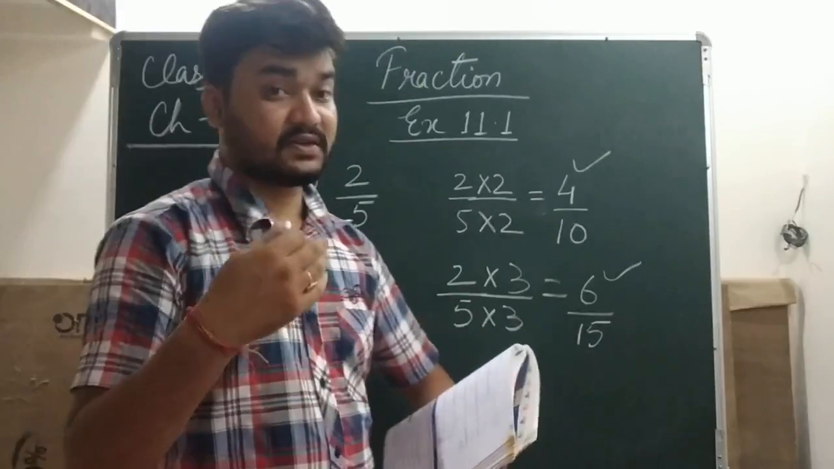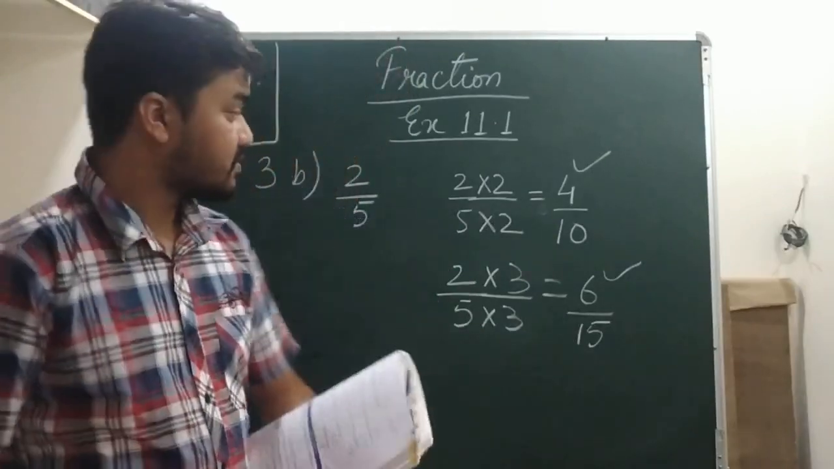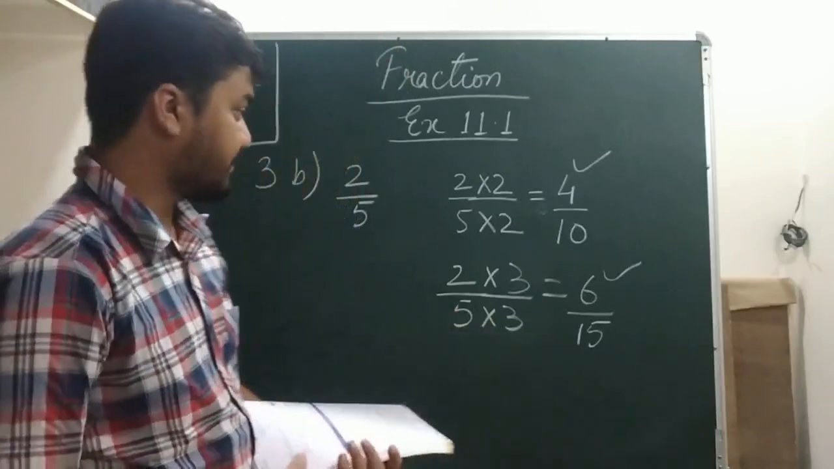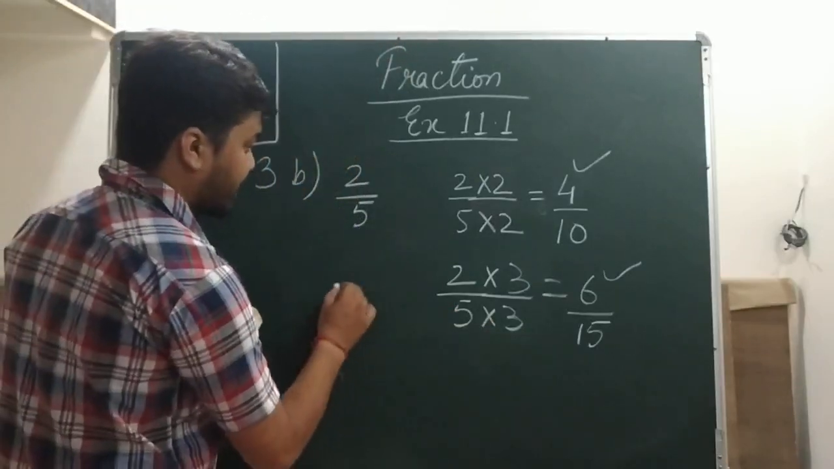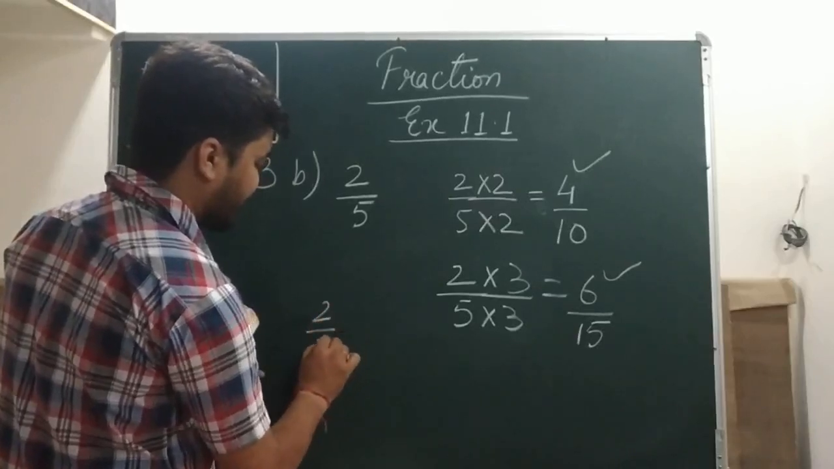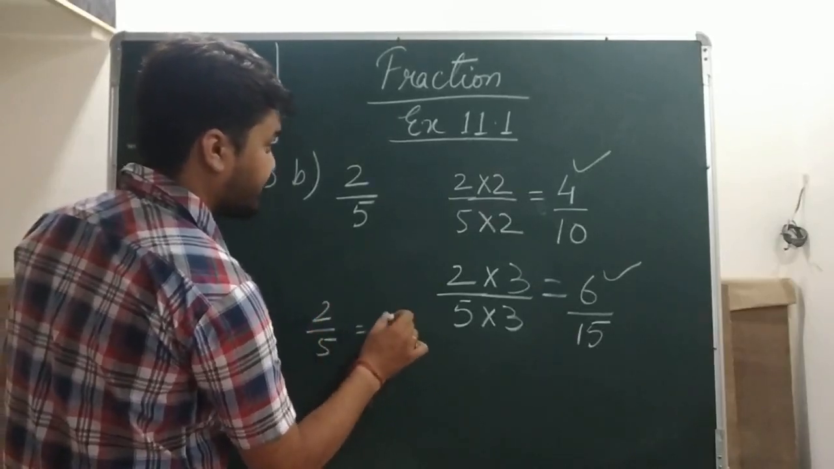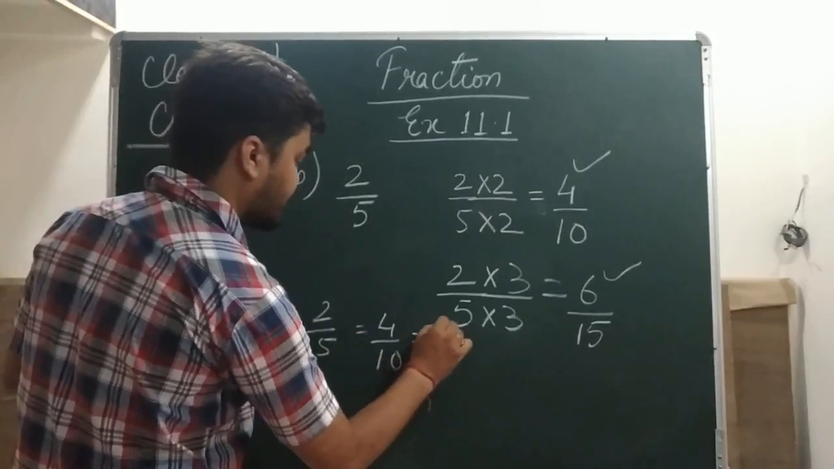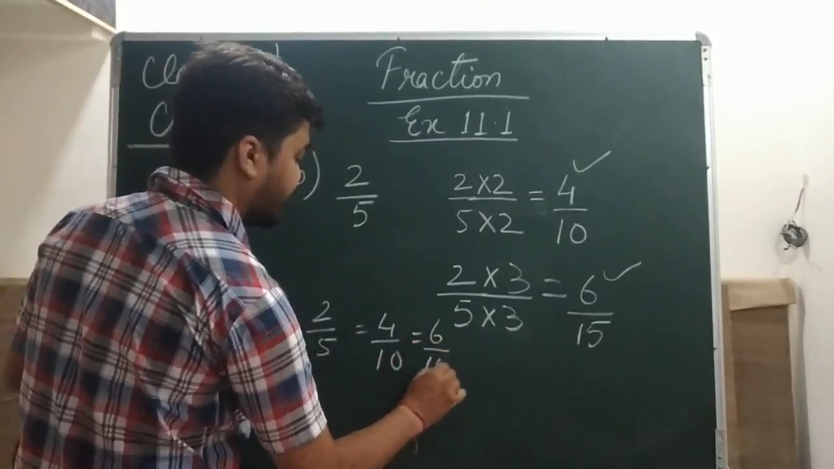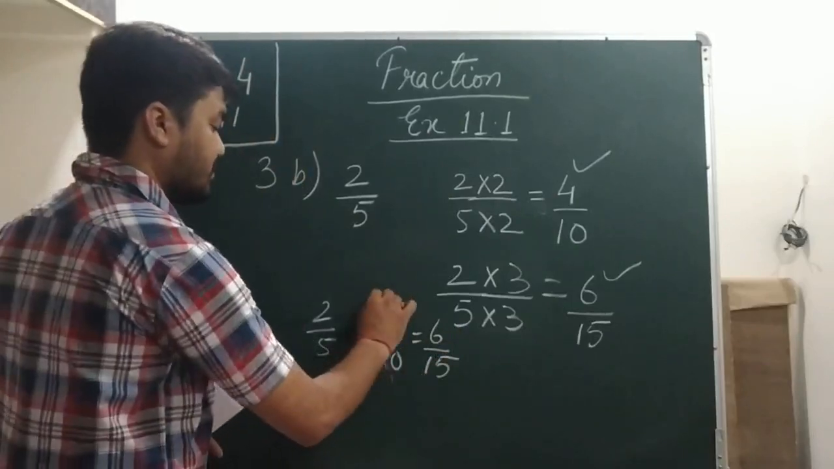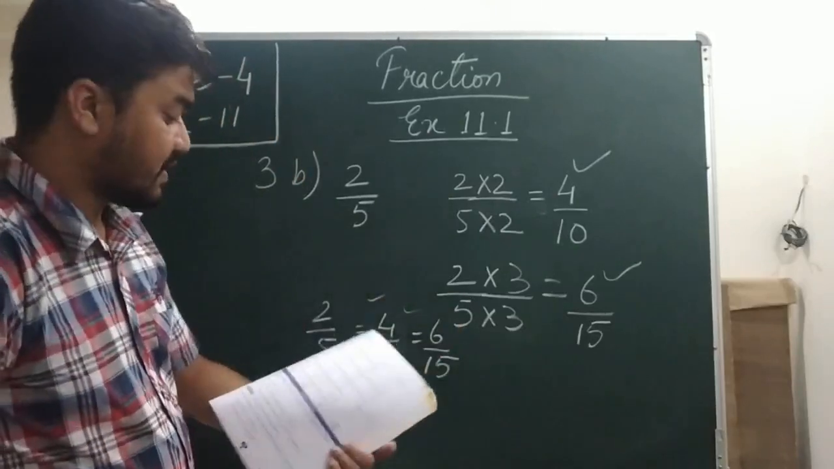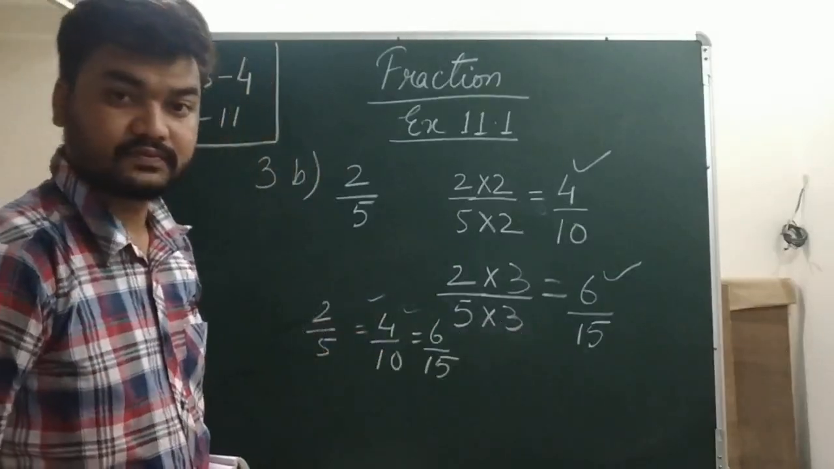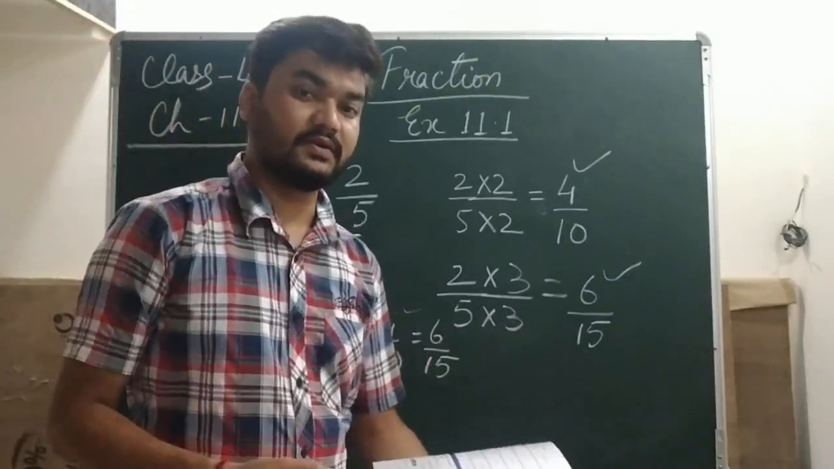If it is asked for 3 equivalent fractions, then one more, multiplying by 4, you have to do. Okay. So if we write equivalent fractions of 2 by 5, that will be 4 by 10 and 6 by 15. This is your answer. Similarly, you have to do the other questions also. Okay, you have to multiply with 2 and 3.